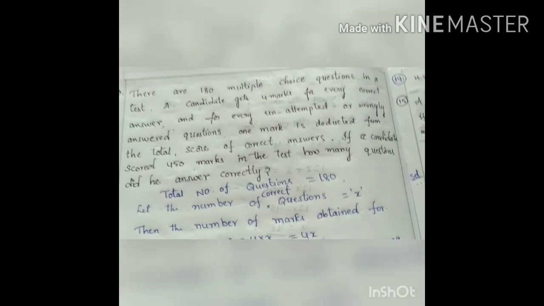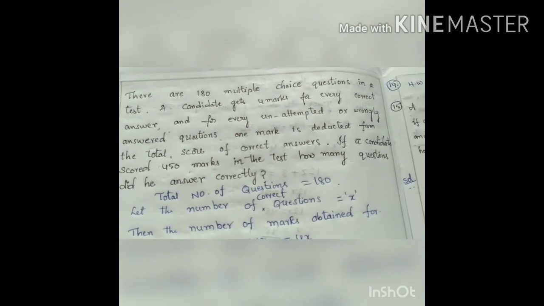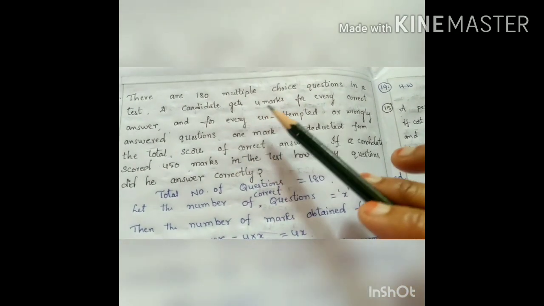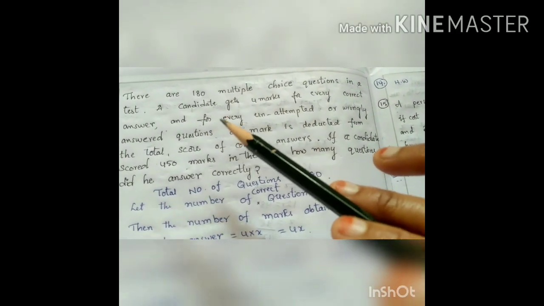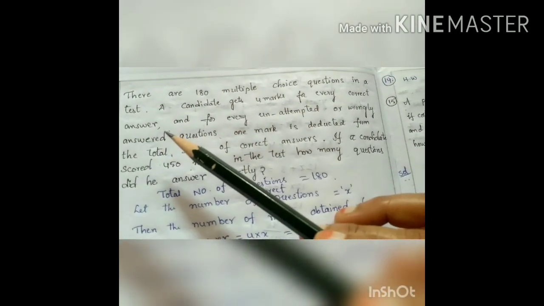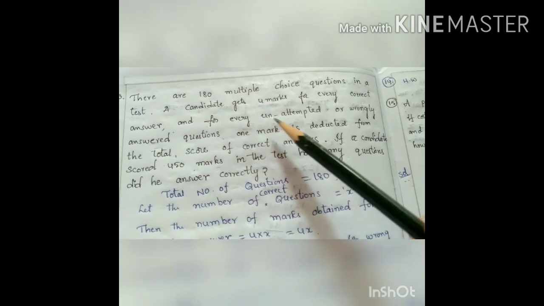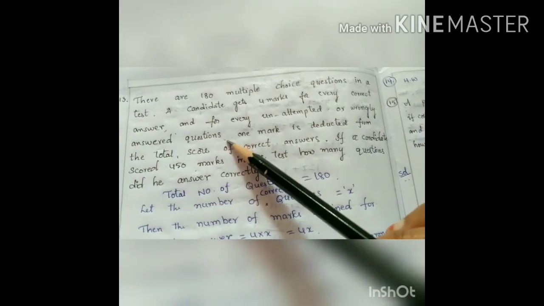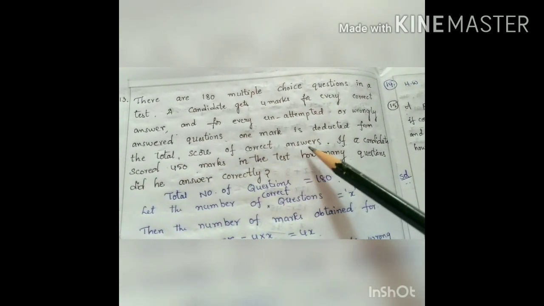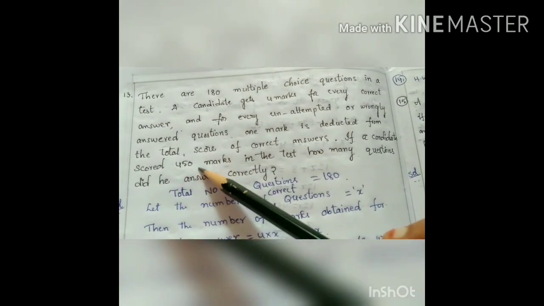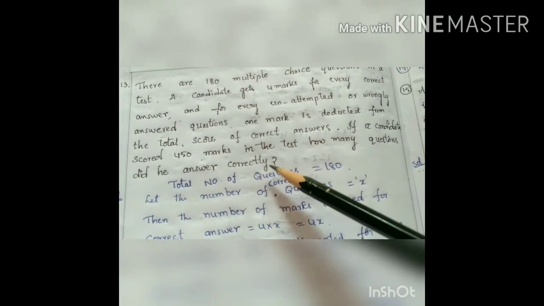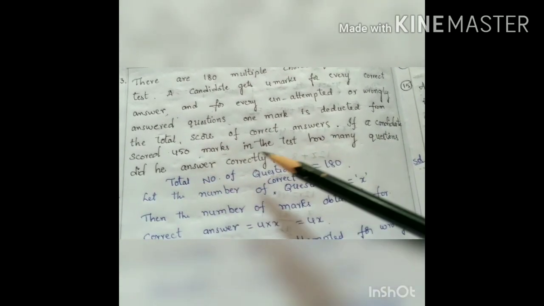Okay children, next continuation, the 13th problem. There are 180 multiple choice questions in a test. A candidate gets 4 marks for every correct answer, and for every unattempted or wrongly answered question, 1 mark is deducted from the total score of correct answers. If a candidate scored 450 marks in the test, how many questions did he answer correctly?